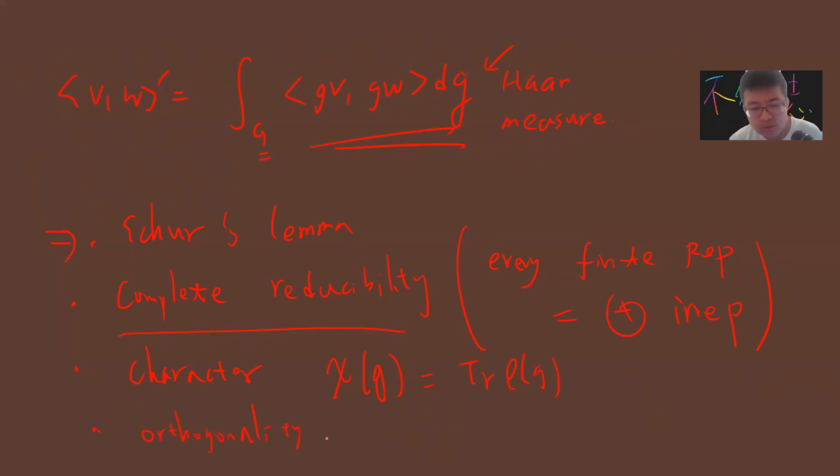Remember that in the finite group case, you can prove that the inner product of chi_i and chi_j is delta_ij by writing down the summation. But in this case, you just need to change the summation to the Haar integral, so it's still the same. Everything is similar.